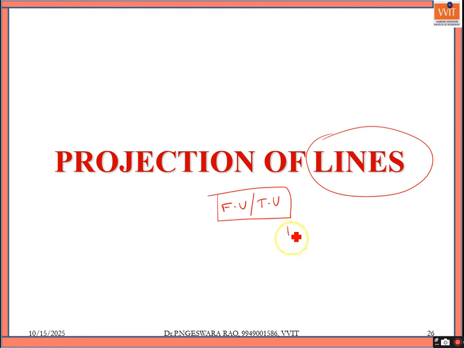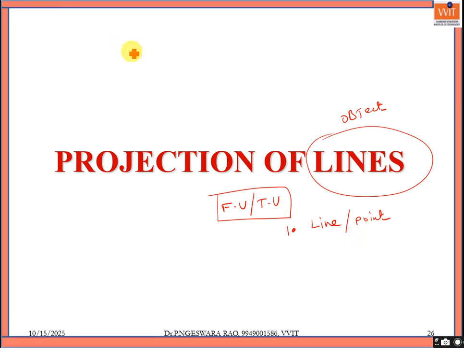The first one is, whether it is the front view or the top view, what is the image? Because the object is a line, a one-dimensional object with only length, we must be able to decide what the image is in the front view. The possibilities are these: the image may be a line, and in some cases the image may be a point also.